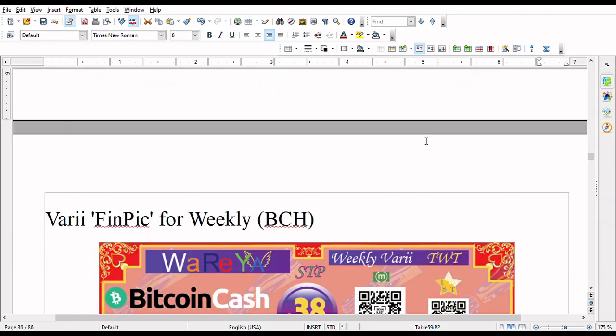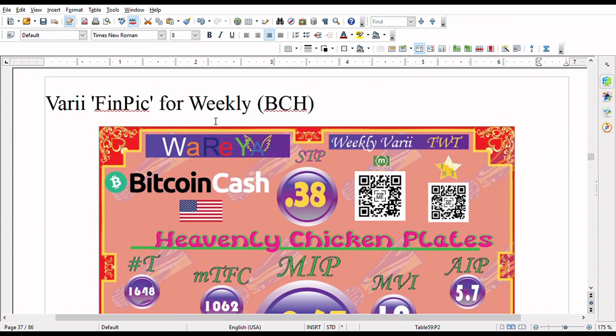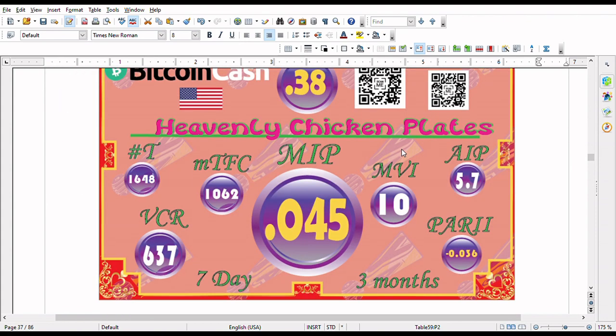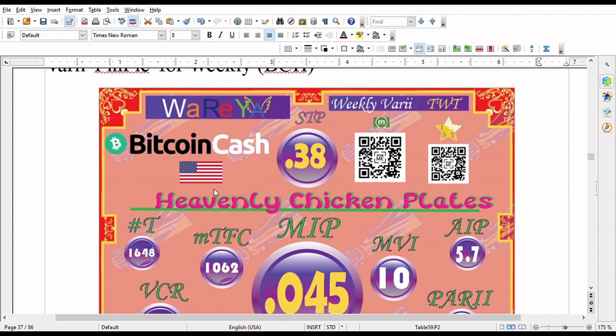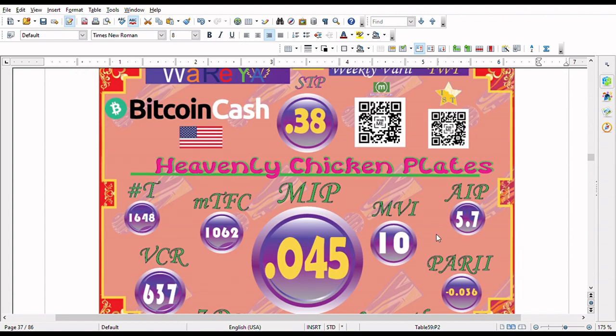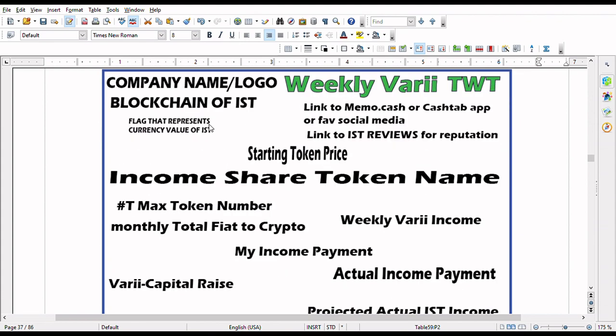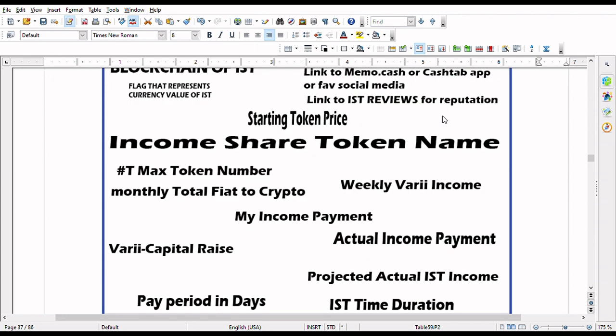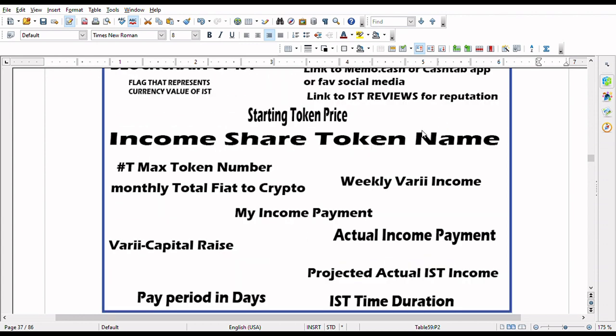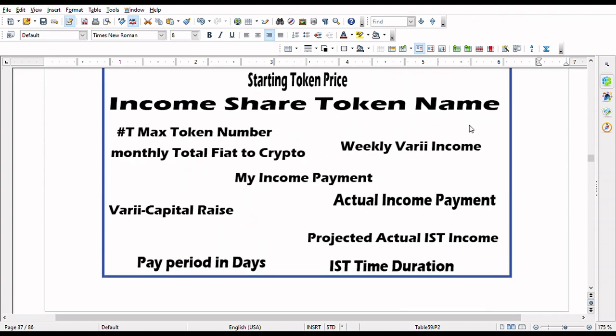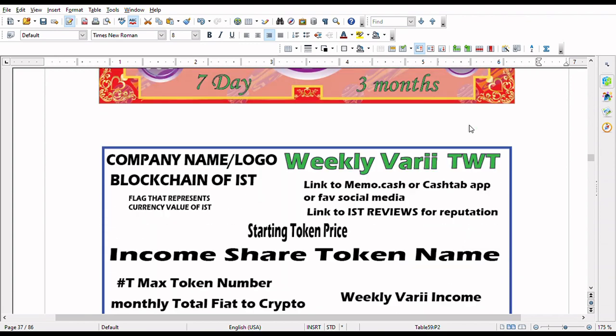After we have decided our values, of course, we come down and we make a FinPick out of it. We get it all jazzed up. This is the name of the token here, and we display the numbers. We put it out there into the digital space so that everyone can go and buy up our income tokens. And this is the diagram to tell you all the information that is necessary to put on your FinPick so that it makes sense. And that is the weekly Varii IST.